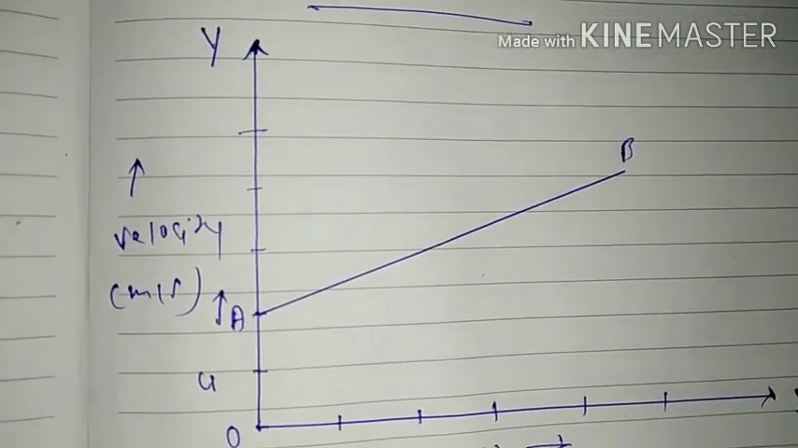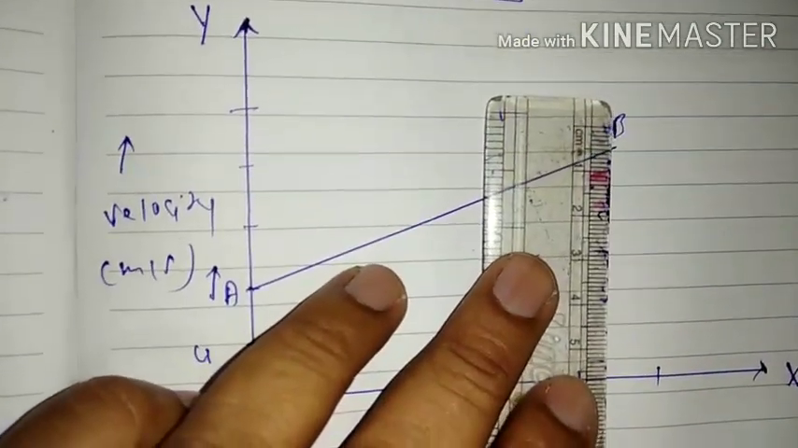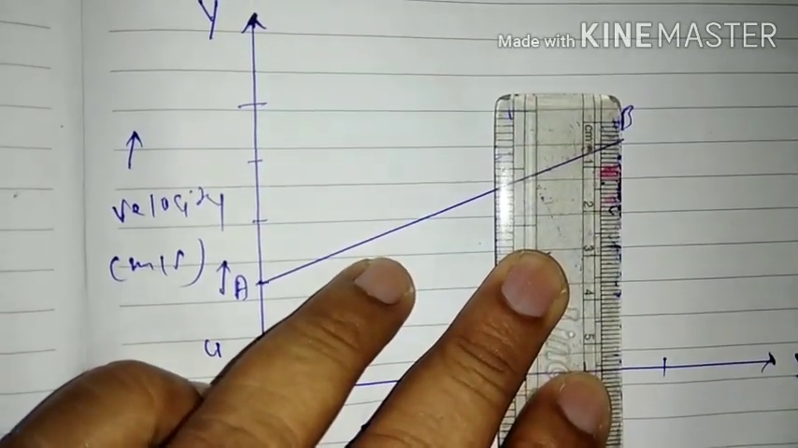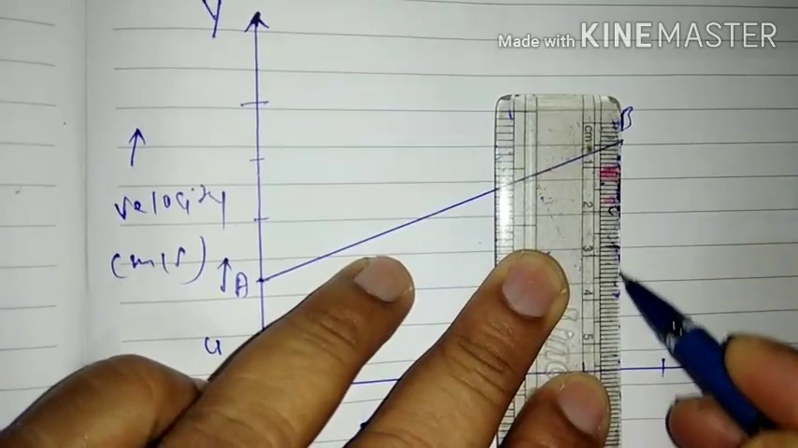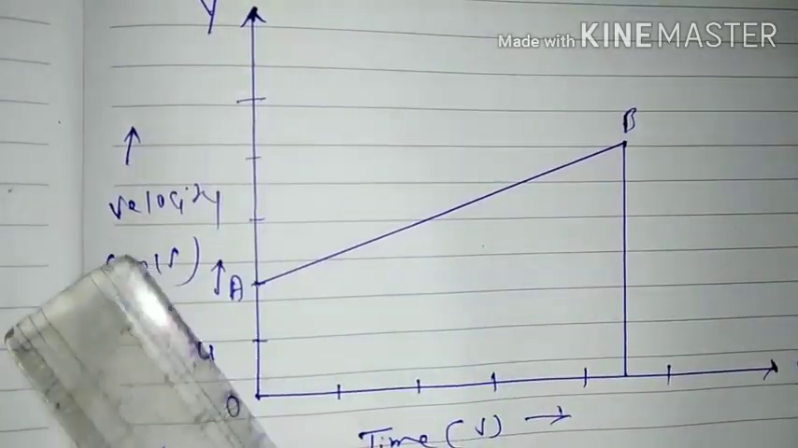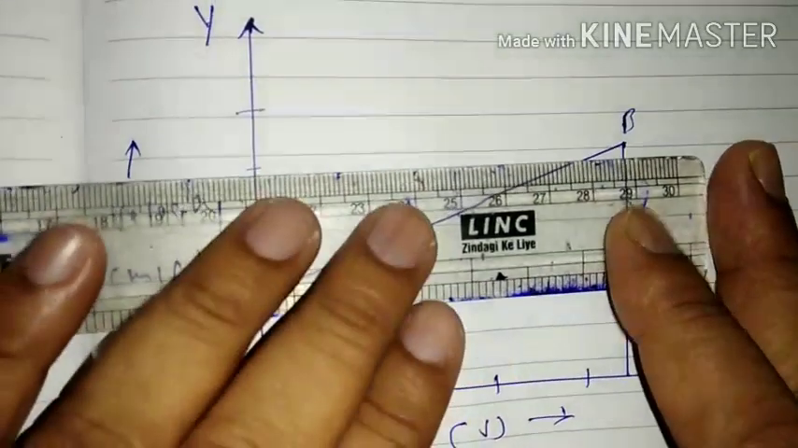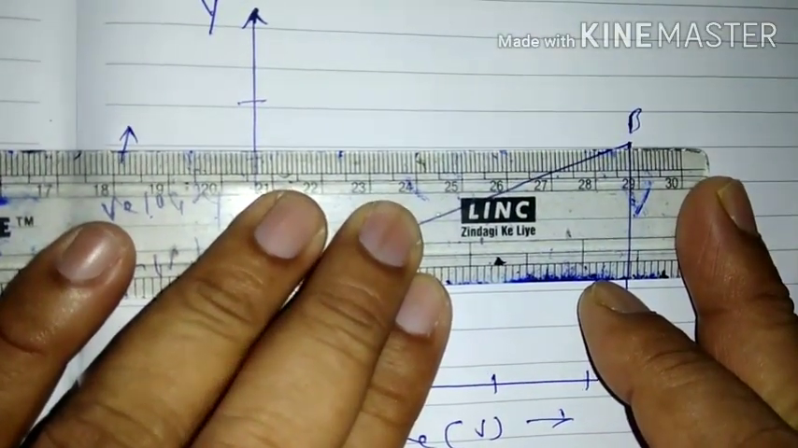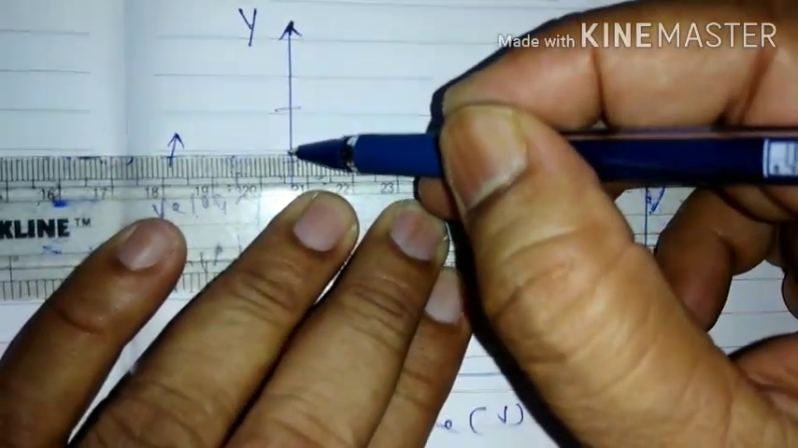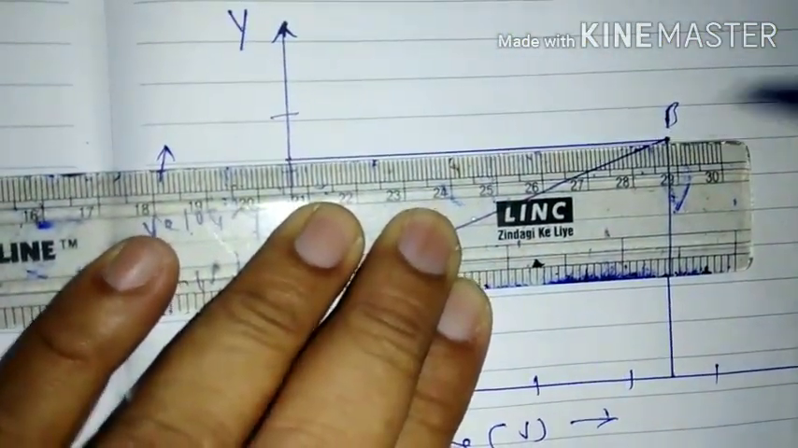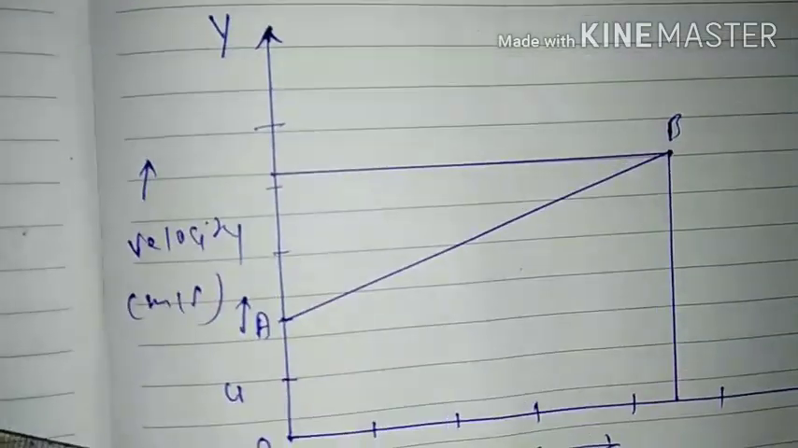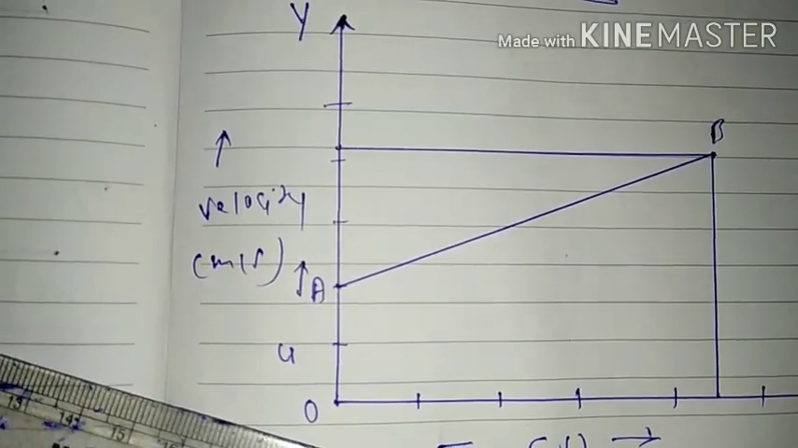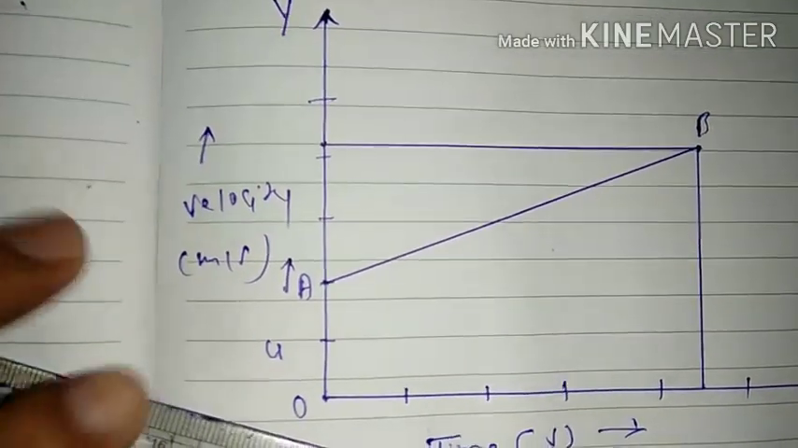Now, as before, we draw a perpendicular from point B to the x-axis, that is, the time axis. All these things are common for all three equations of motion. So I had stated in my first lecture that if you learn once to draw the graph and the statements related to it, then it will be very easy for you to graphically prove all these three equations of motion.